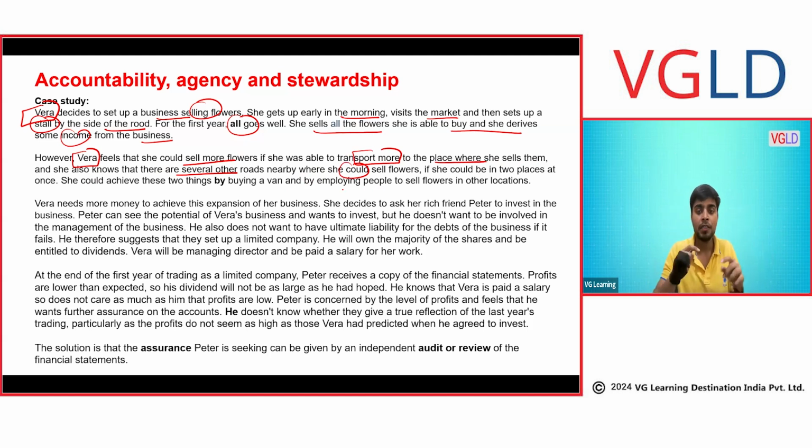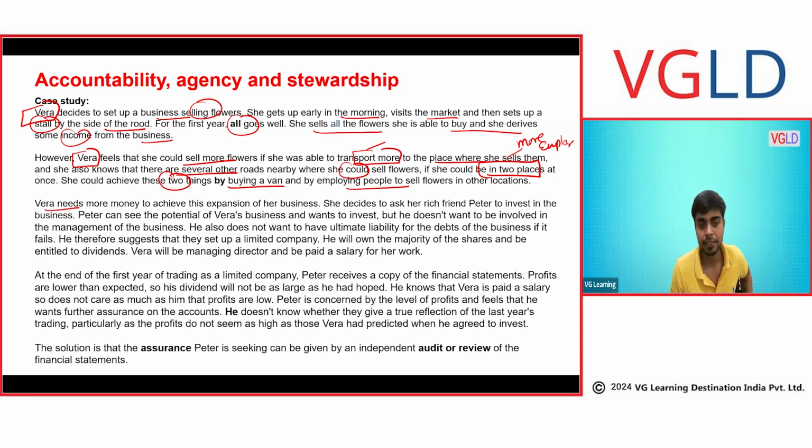At the same time, she is just one person, so right now she is selling at one road. There are other roads where she can sell her flour, but for that she needs employees. So she is right now looking at a business opportunity. If she could be in two places, meaning more employees required, she could achieve these two things by buying a van and hiring employees. Transportation would require a car, and getting to two places requires more employees.